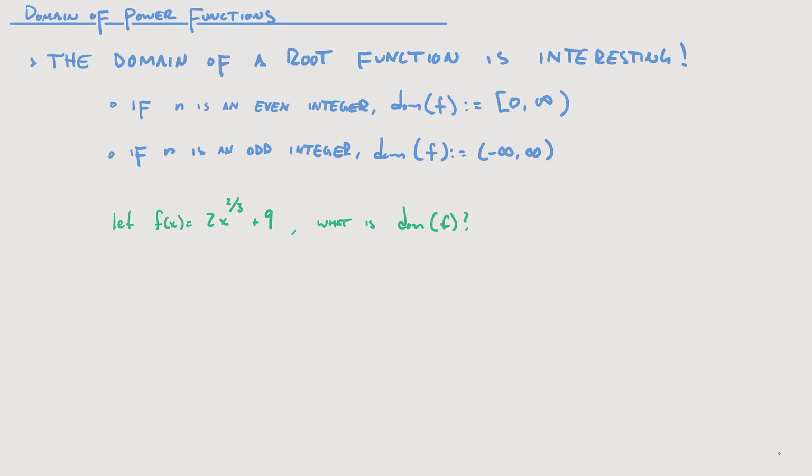So for example, let's say that we let f of x be equal to 2x to the 2/3 plus 9, and I want to know what the domain is. Well, just look at the denominator of the fractional power. It's odd, and so therefore the domain is all real numbers, right? That's another way to say this thing here. If you have j of x equal to 1.6x to the 3/8 minus 7, well, here the denominator's even, so then it's only all positive real numbers.